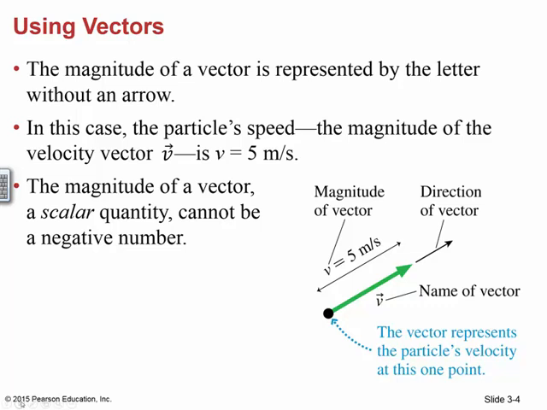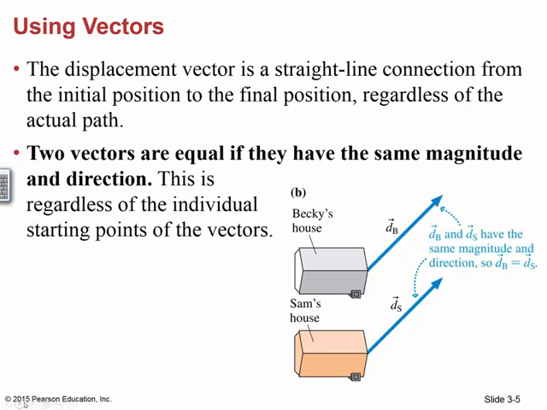We always represent the magnitude of the vector by the letter without an arrow. So in other words, this is the magnitude of the vector, that value there, and then of course the direction of the vector will be whichever way the arrow is pointing. And so always remember that the magnitude is a scalar quantity, and it can never be negative. Scalar quantities are never negative. It's very important to remember.